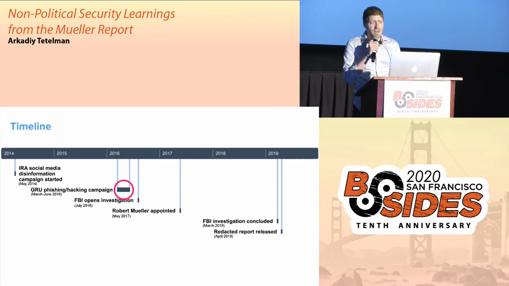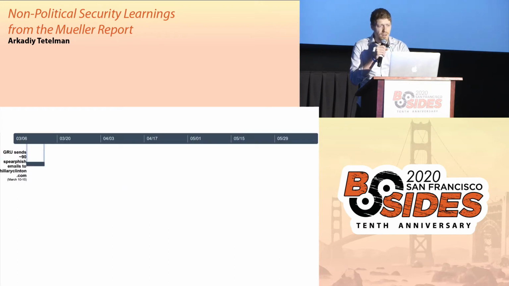So, blue team learnings. Like I said, we're really just going to zoom in on this 3-month section. That's when the bulk of the activity happened. Starting on March 10th to 15th, the GRU sent out about 90 spear phishing emails to various HillaryClinton.com email addresses.